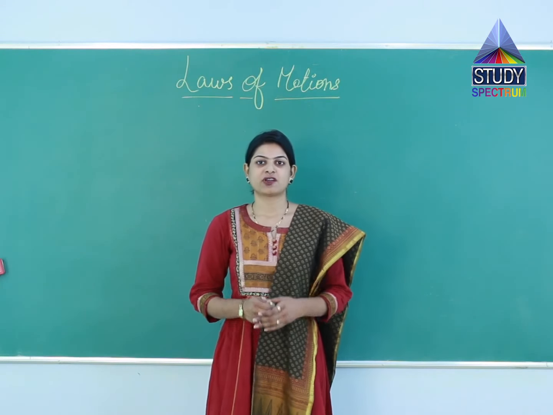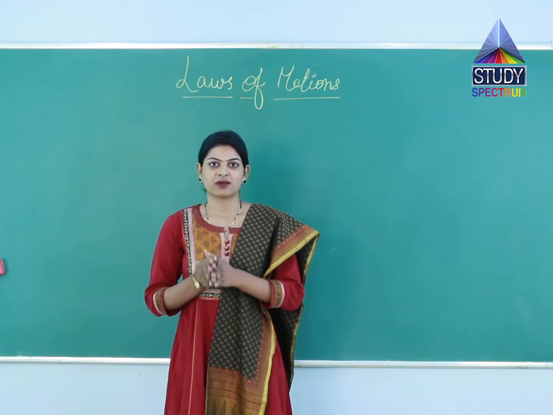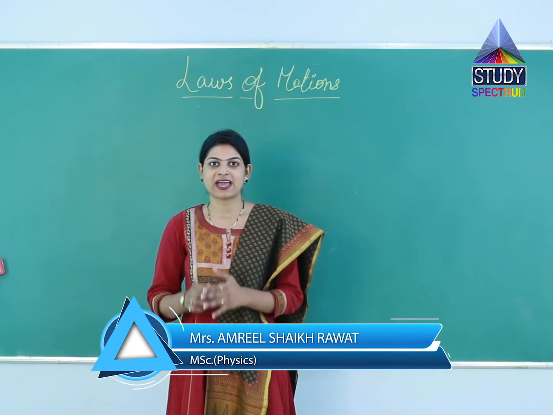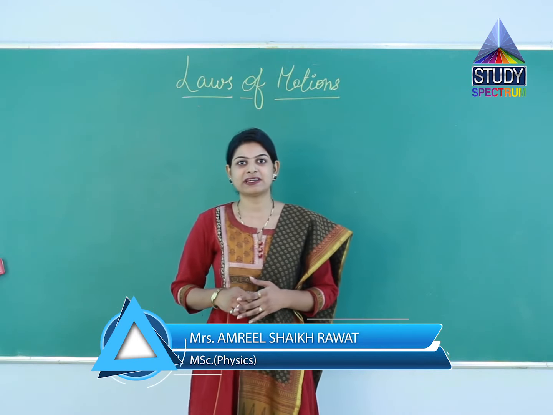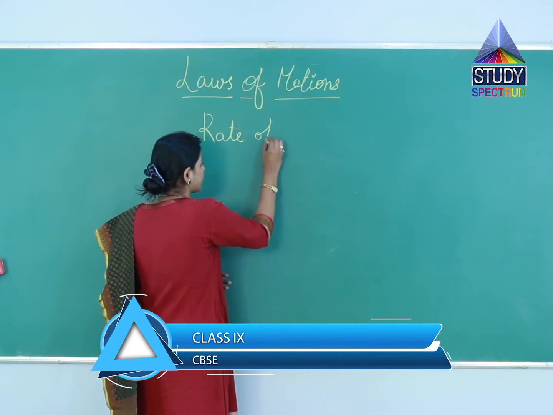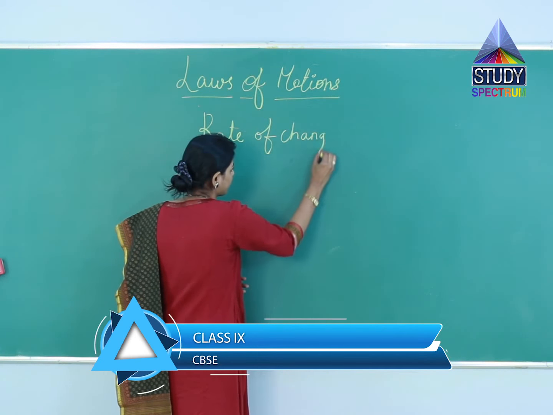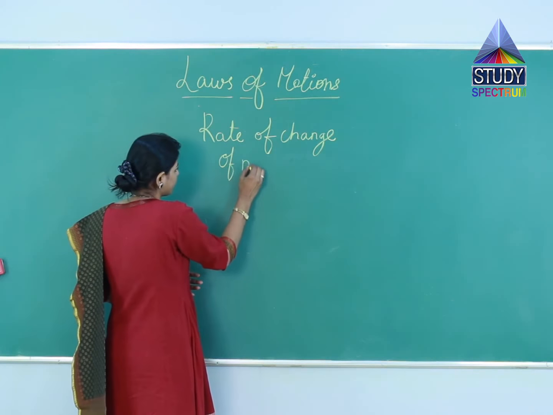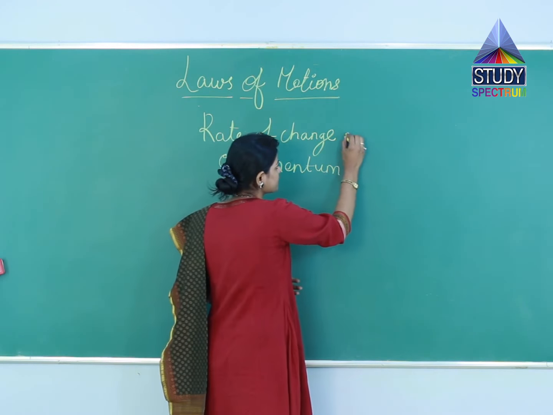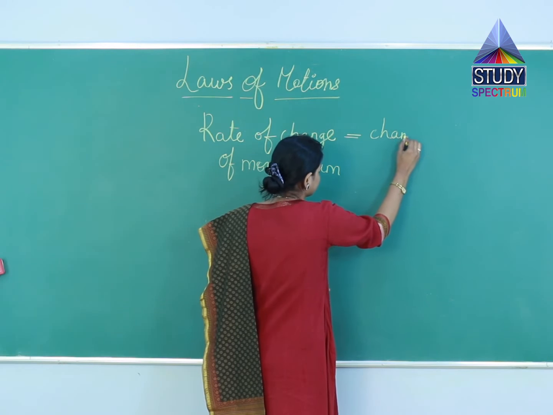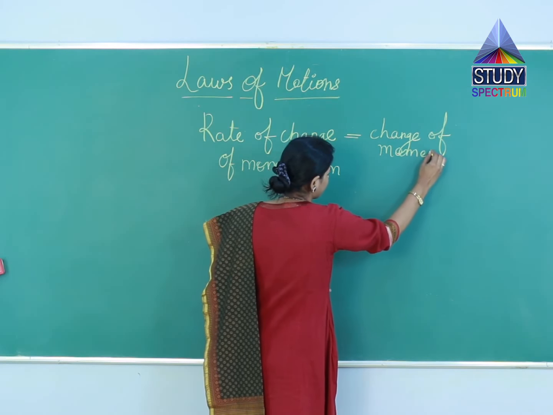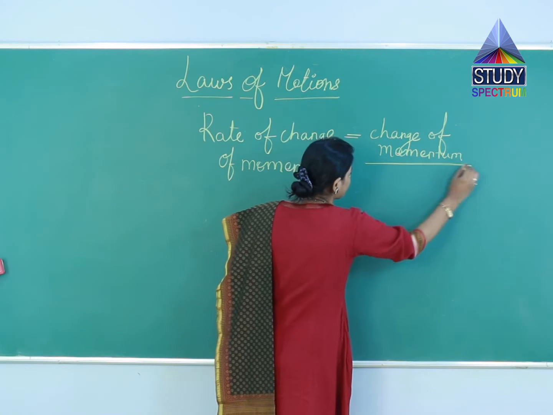Let us continue with the explanation of second law of motion given by Newton. We can say that rate of change of momentum is directly proportional to the impressed force and it takes place in the direction of the force. Mathematically, we can write it as the rate of change of momentum, which is change of momentum with respect to time.